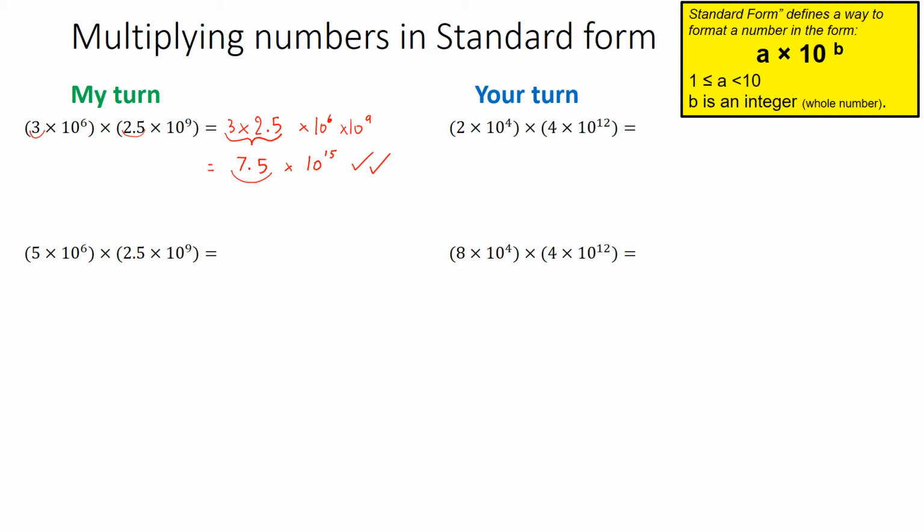In the second example, the start is really the same. From here, we're going to have 5 times 2.5. You group what goes together. And then on the other end, you're going to multiply 10 to the power of 6 by 10 to the power of 9. However, when you do 5 times 2.5, the answer is 12.5.